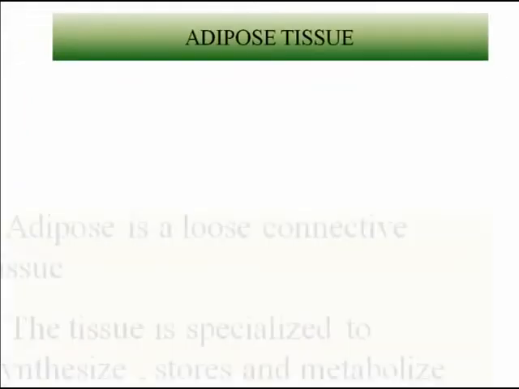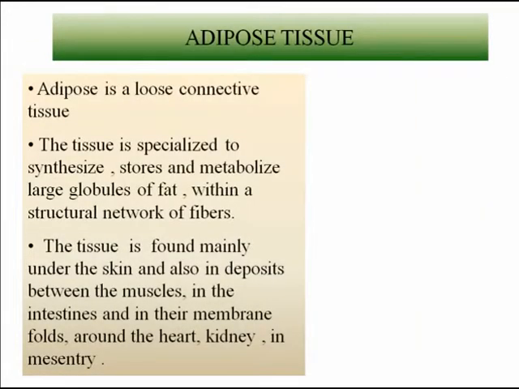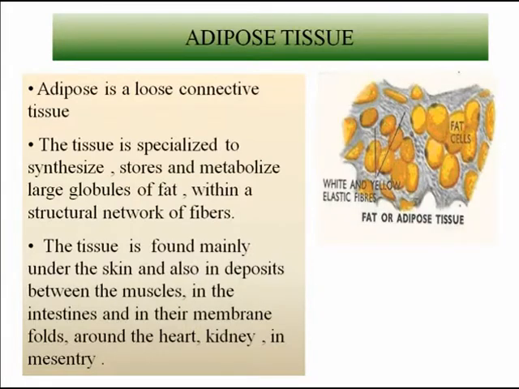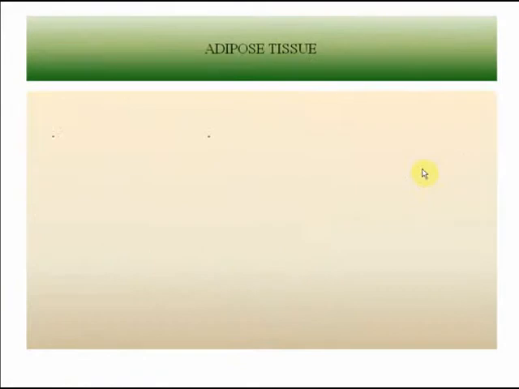So, first of all, adipose tissue, which comes in loose connective tissue. Adipose tissue is a type of loose connective tissue that is specialized to synthesize, store and metabolize fat. The tissue occurs in subcutaneous or dermis region, cushion of eye orbits, around heart, blood vessels, around kidneys, and in bone marrow. You can see here the picture of adipose tissue. These are the fat cells, or you can also say adipocytes, which are the globules of stearin or olein or palmitin. And these are white and yellow elastic fibers.